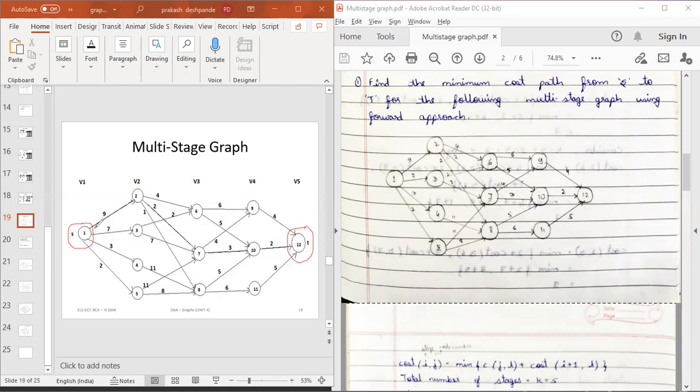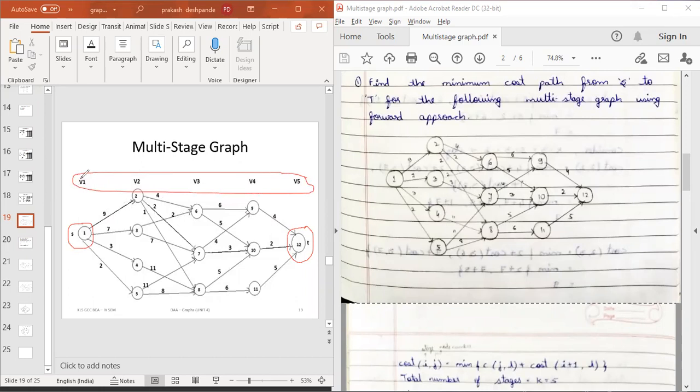Now, you can notice that each and every vertex is placed in a particular stage. We can find in this graph that there are 5 different stages. The stages are denoted by the letter V: V1, V2, V3, V4, and V5. All these are the stages of this particular multi-stage graph.